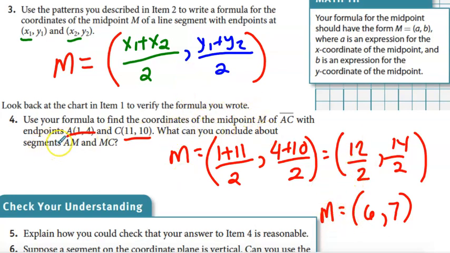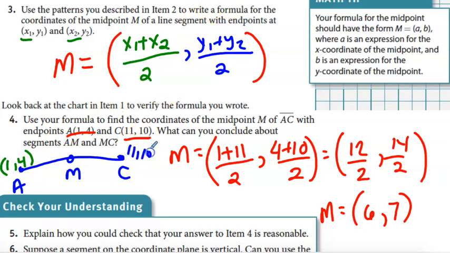What can you conclude about the segments AM and MC? So first, let me add a little picture. So it says M is the midpoint of A and C. So let's go back to our two-dimensional picture, and that's a terrible picture. So A, C, with my midpoint M. Let's see, A was at 1, 4, so I'm going to rewrite that, 1, 4. C was at 11, 10. And then I found my final answer, my midpoint was at 6, 7. Okay, so here's a two-dimensional picture of finding the midpoint.